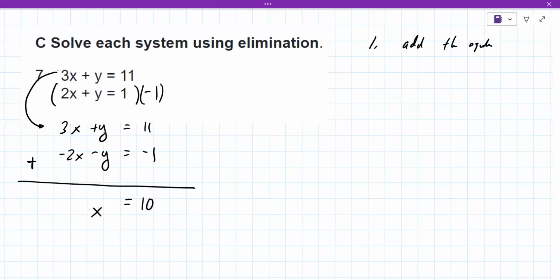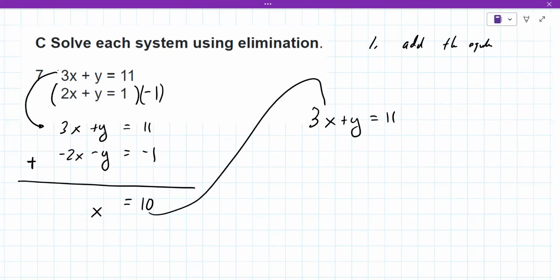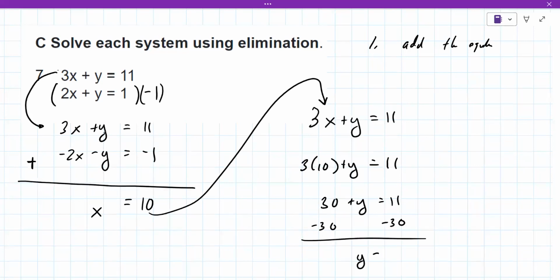And then you can go back to either equation to solve for y. Let's do the top, 3x plus y equals 11. The next thing to do is to substitute in. So 3 times 10 plus y equals 11. 30 plus y equals 11. Subtract 30, subtract 30. y equals -19.